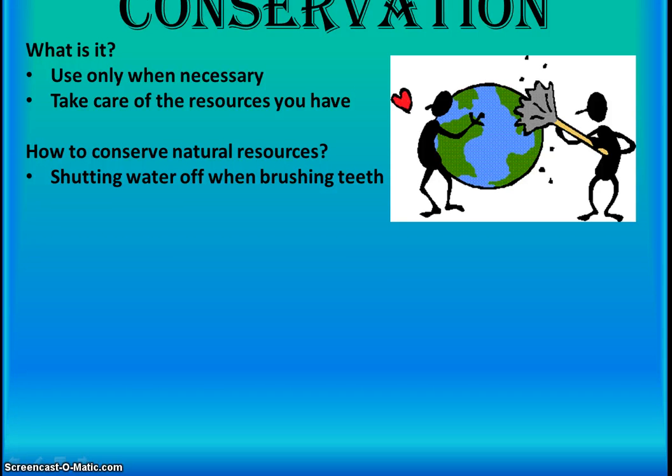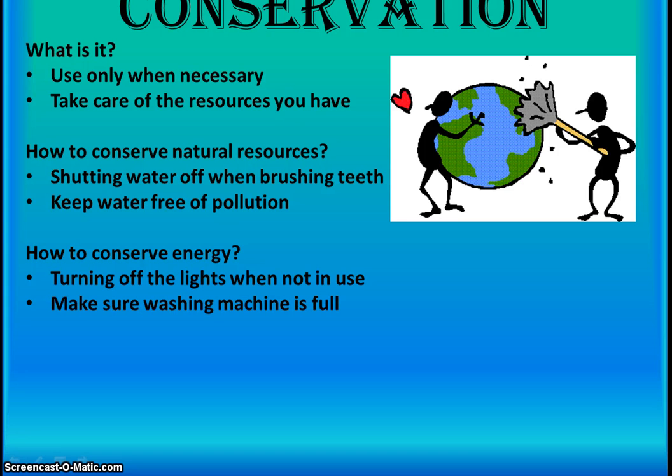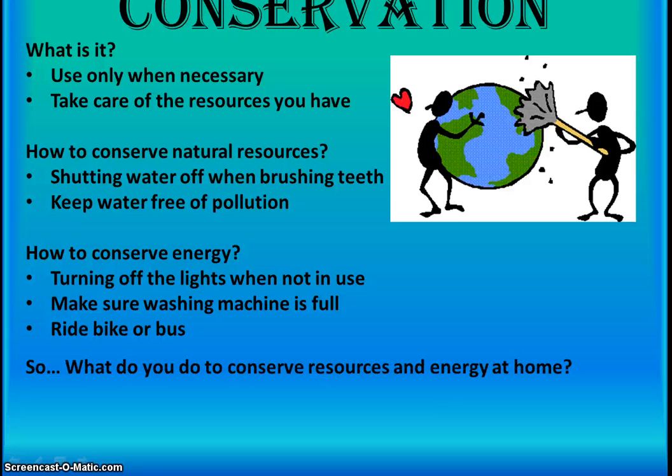Some examples are shutting off the water when brushing your teeth, or keeping water free of pollution, such as by putting natural things to kill insects and weeds in your yard. How to conserve energy: turn off lights when not in use. Make sure the washing machine is full before you use it, and adjust the water level to what you have in there. And perhaps you might be able to ride a bike or a bus instead of driving a car.